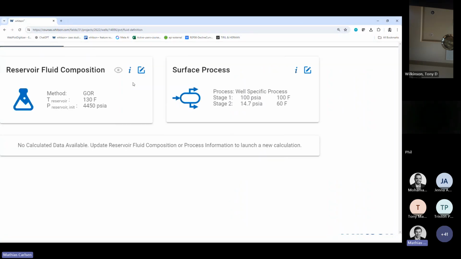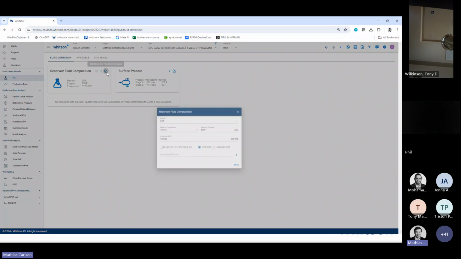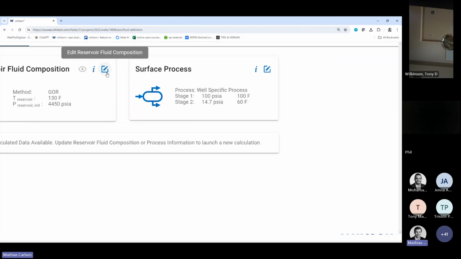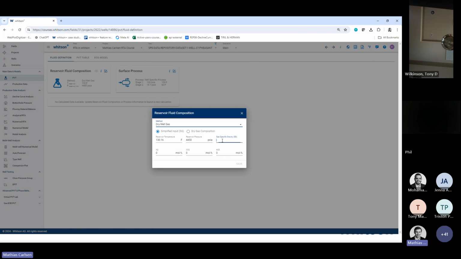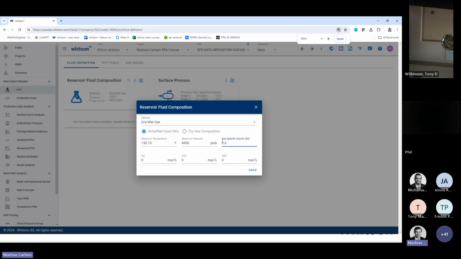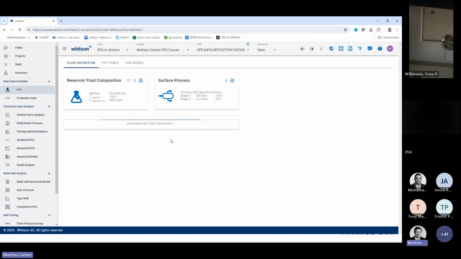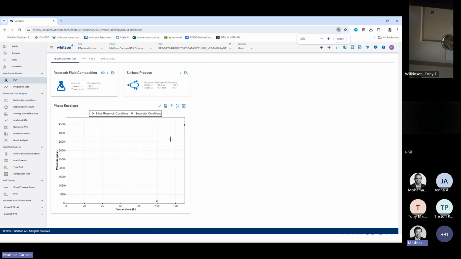There's a little edit icon here, and we're going to click it. Again, I'm going to show all the way up to this guy. You go to method and change that method to dry or wet. That's what we're going to do. We're going to put in a specific gravity of 0.6, and we're just going to keep the other one here at 0. These are just properties we need to get something going.